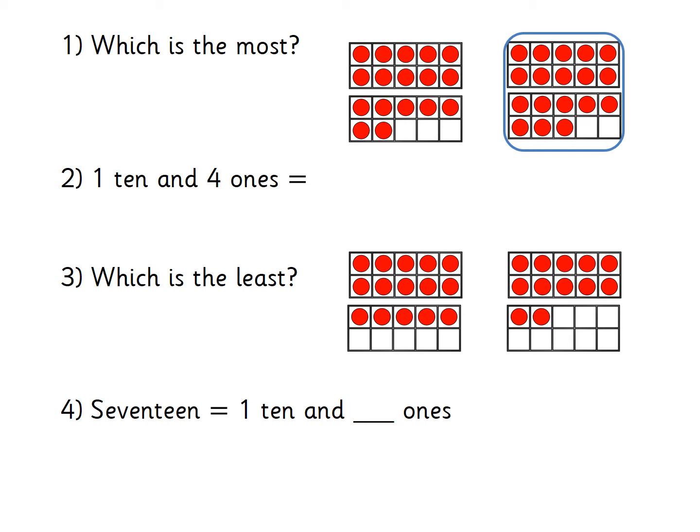Question number 2. 1 ten and 4 ones is equal to, put those two numbers together, 1 ten and 4 ones, 14. Super easy. Question number 3, which is the least? Look at both sides. I'm not going to count them for you this time. Which one has the least?